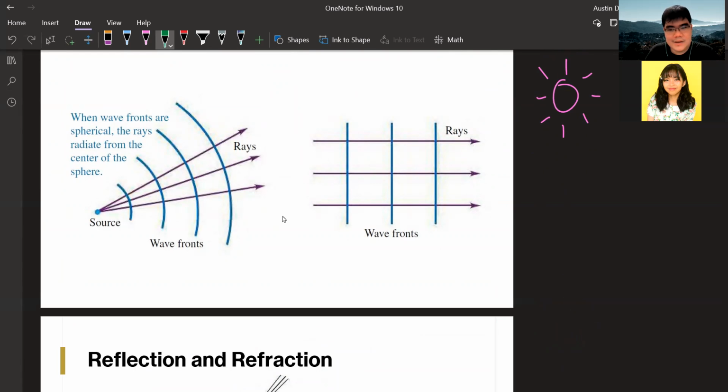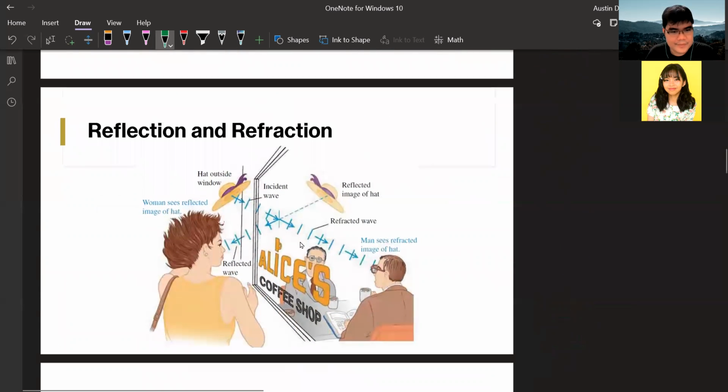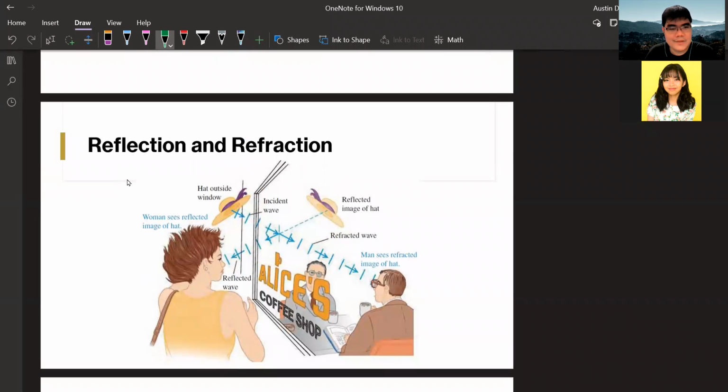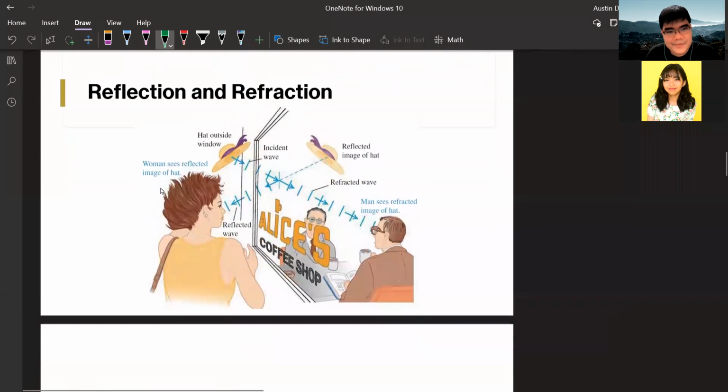Okay? And then, the important part ng optics would be reflection and refraction. Feel ko familiar na kayo dito kasi lagi siyang ginagamit sa mga exam and math ganyan. Sa high school, hindi nawawala tong reflection and refraction. Okay? So, sa example sa libro nyo, ito yung example sa picture. Merong glass. May glass pane dito, no?